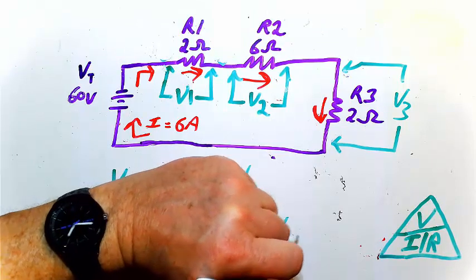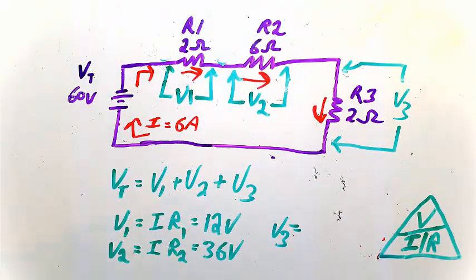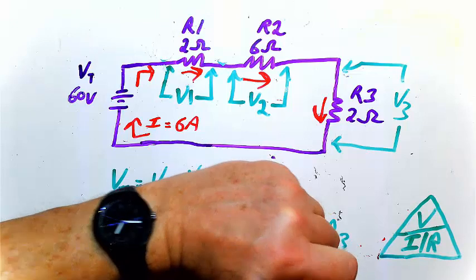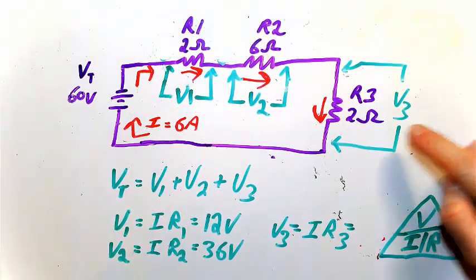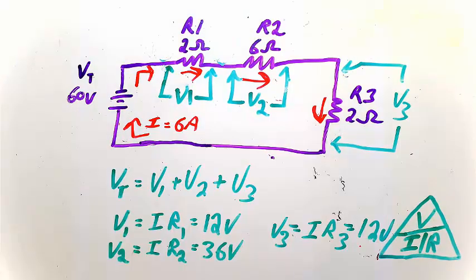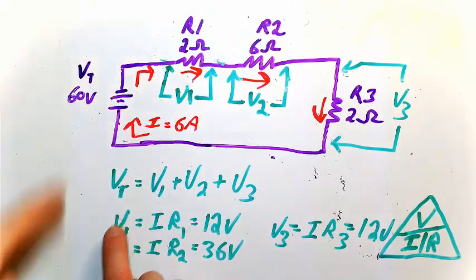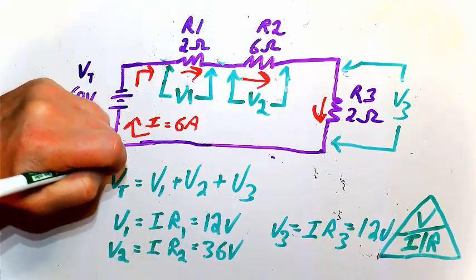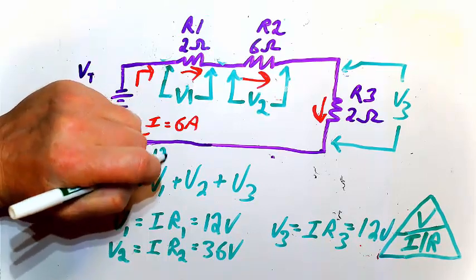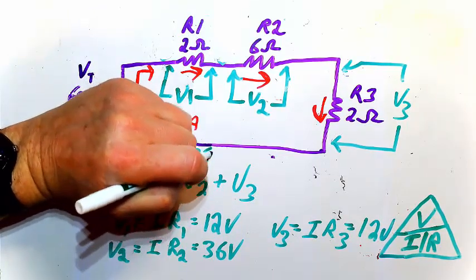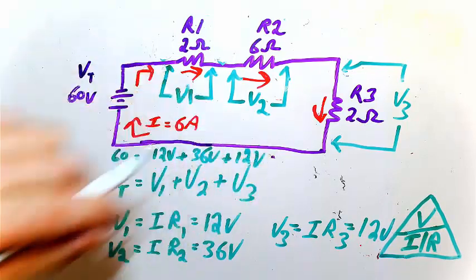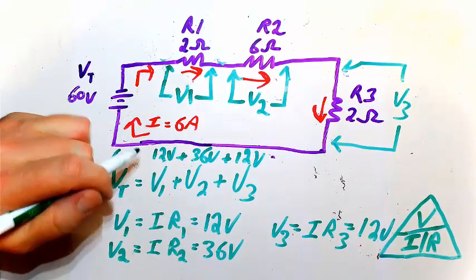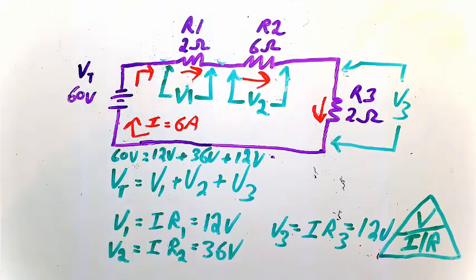And V3 is going to be the 6 amps, right? Is going to be the current times R3. 6 amps times 2 ohms, 12 volts again. So V total, 60 volts, equals V1, 12 volts. Let's put it up here. 60 volts equals 12 volts plus 36 volts plus 12 volts. Is that true? Yes. 60 volts does equal 12 plus 36 plus 12.